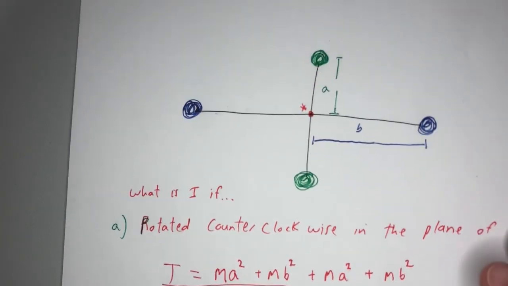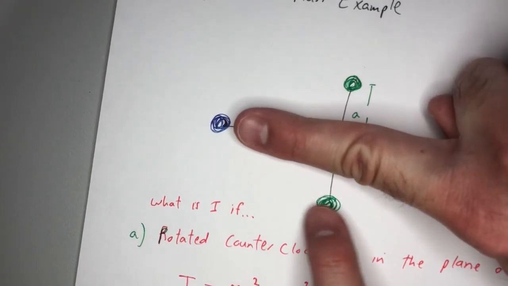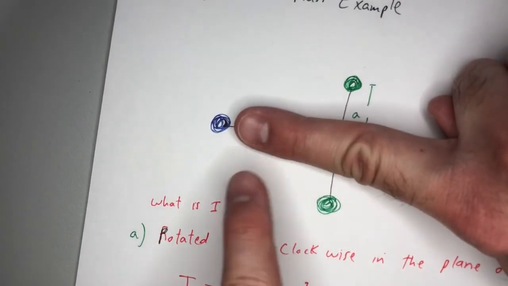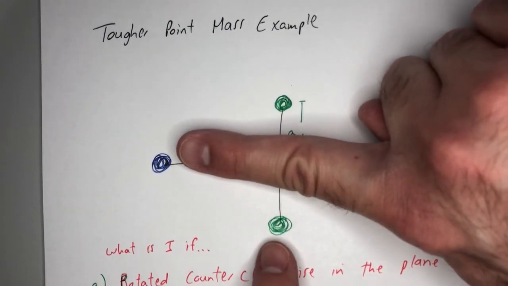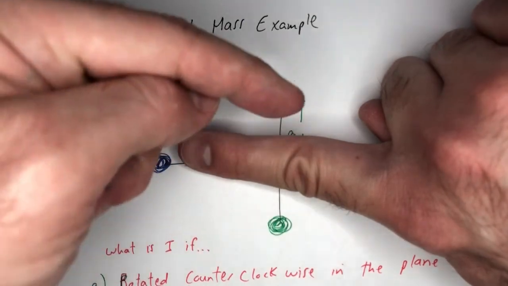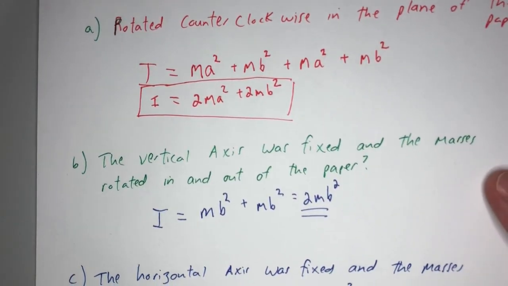And to finish, we said, let's fix this horizontal axis. It doesn't make sense to try to rotate it counterclockwise anymore because it's a fixed axis right there. So let's rotate this one out of the plane of the paper, and that means that one will go in. In that case, ma squared plus ma squared is 2ma squared.